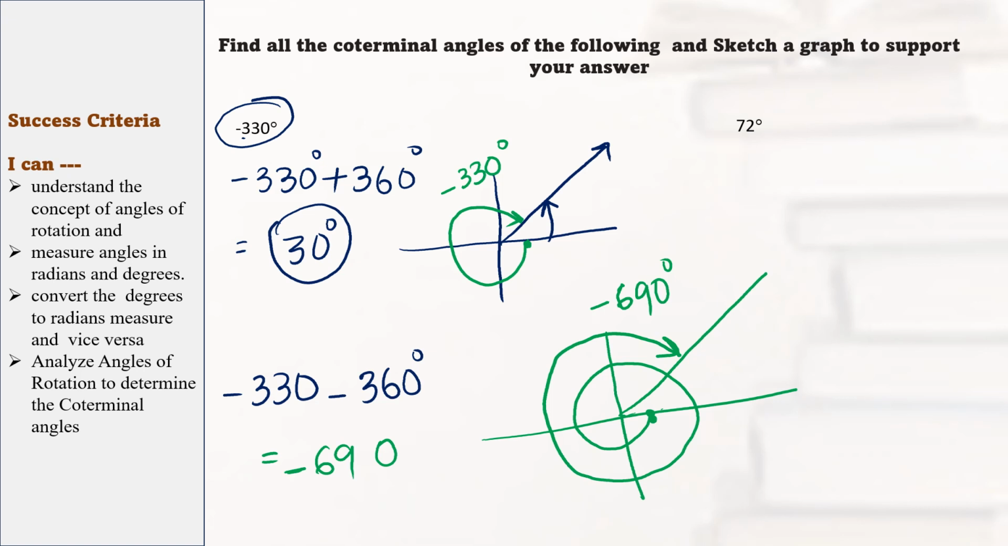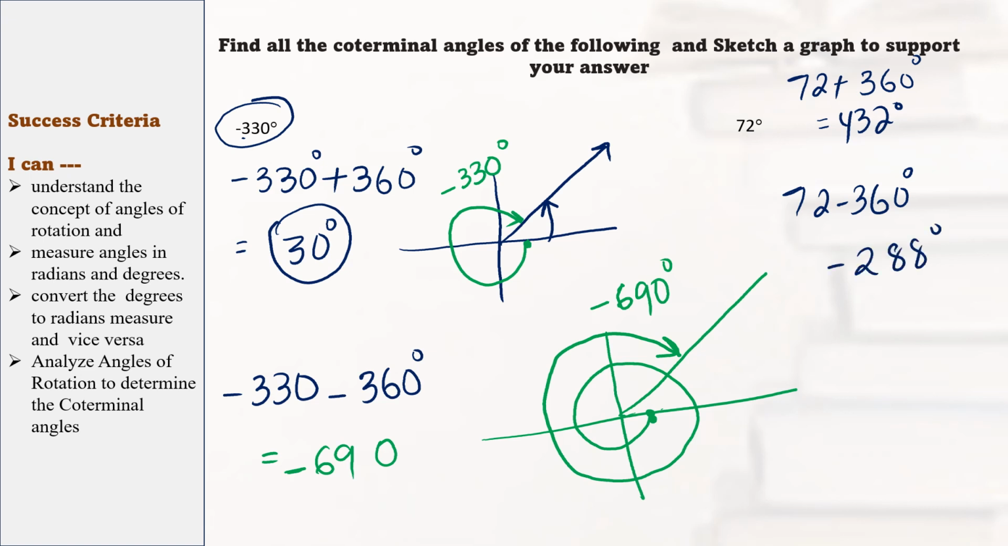Let's try to solve the next question, 72 degrees. As I told you, one time you have to add 360 degrees and one time you have to subtract 360 degrees. So if I write 72 plus 360, I will get 432 degrees. And if I write 72 minus 360 degrees, I will get negative 288 degrees.